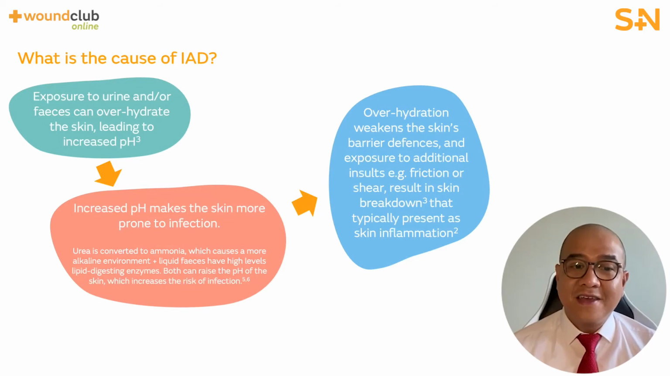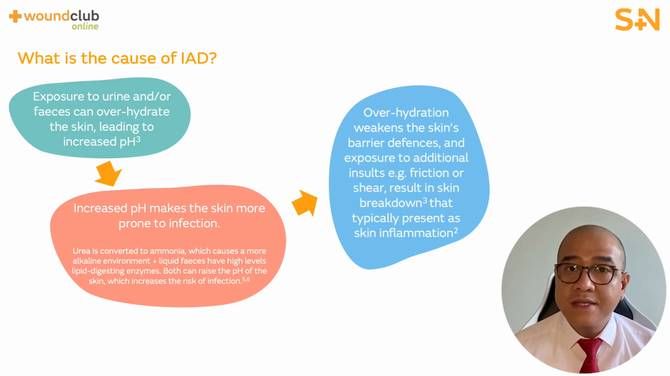As discussed earlier, IAD is caused by prolonged contact with the skin of urine or feces. Let me explain this in more detail. When the skin is exposed to urine for a prolonged period, bacteria convert the urea found in urine into ammonia, which is an alkaline substance, which increases the skin pH, rendering the skin more vulnerable to colonization with bacteria and secondary infection.